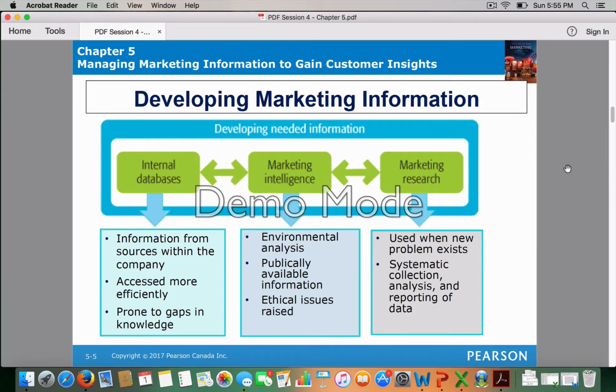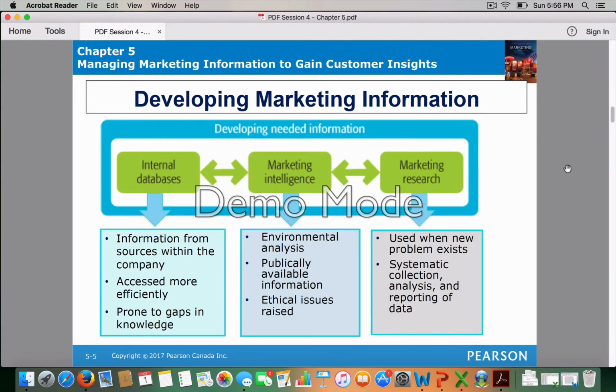And then you also want to think about, are there any gaps in the knowledge? Your organization may actually be collecting good information about your customers, but maybe there are some pieces of information that they aren't collecting, but that would be very useful to you. So you may want to think about that as well when you're looking at your internal databases.